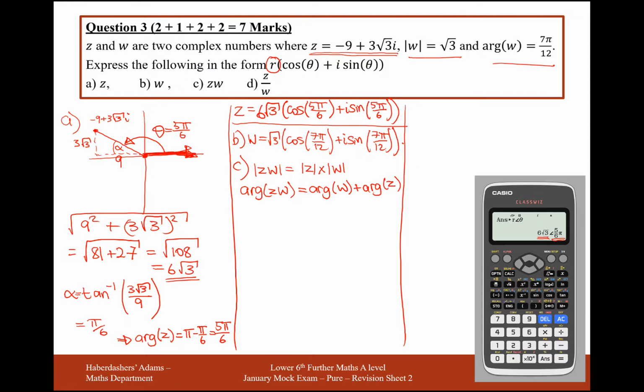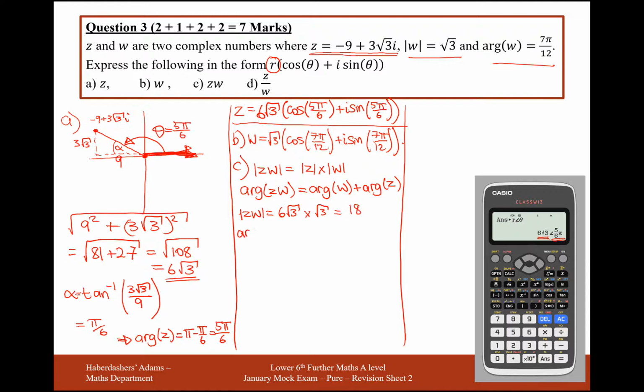Your teacher will have shown you this in lesson, and you can just use this in your exam. So to find the modulus of ZW, we need to do the mod of Z, which is 6 root 3. So working out mod of ZW first, that's 6 root 3 times by the mod of W, which was root 3. So root 3 times root 3 is 3, times by the 6, we get an 18 there.